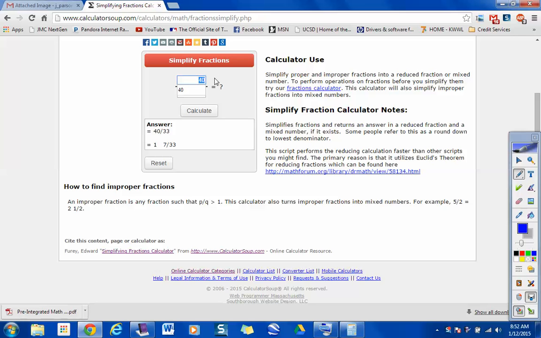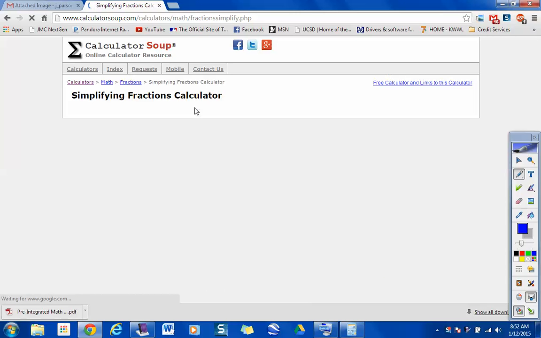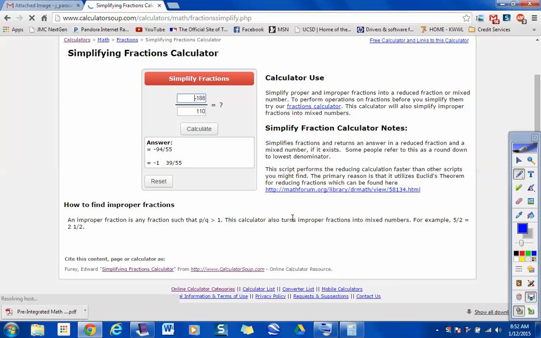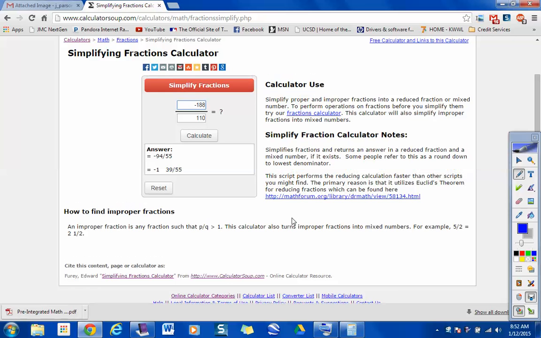Oh, okay. All right, what did we have up top? Negative 188. And on the bottom, 110. Okay, so what do I want to put down for an answer in simplest form there? Negative 1 and 39/55.